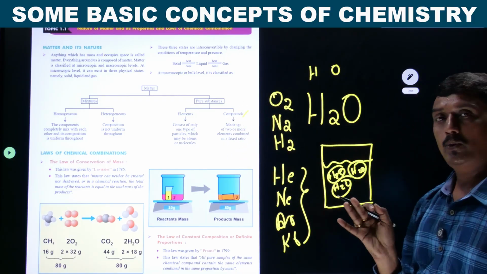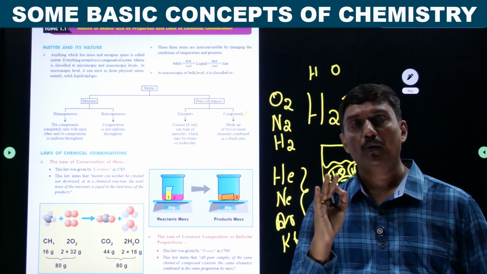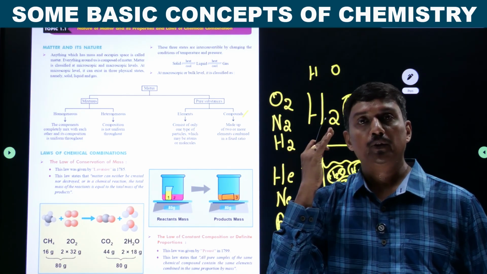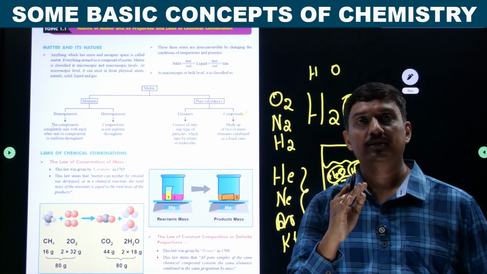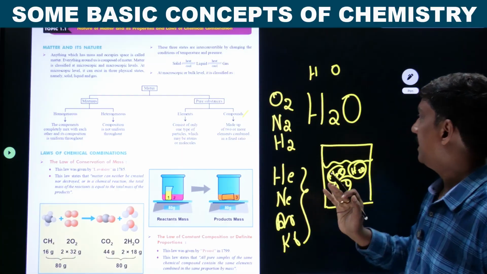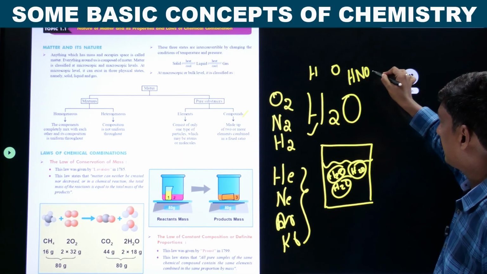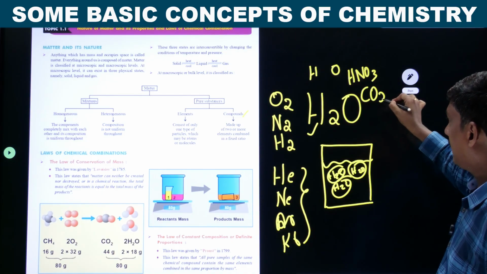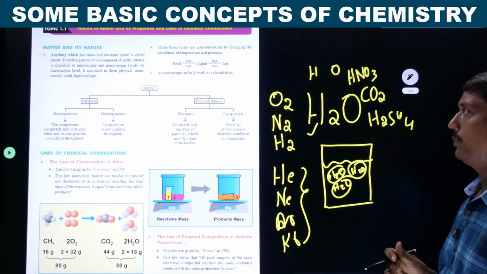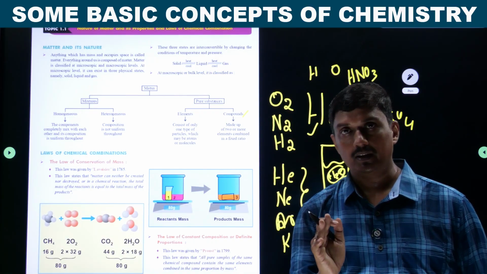When you come to a compound, what is a compound? A compound is a substance which is made up of two or more different types of elements which are combined in a fixed mass ratio. Examples: water is a compound, HNO3, nitric acid, is a compound, carbon dioxide is a compound, H2SO4 is a compound. This is how matter is classified.